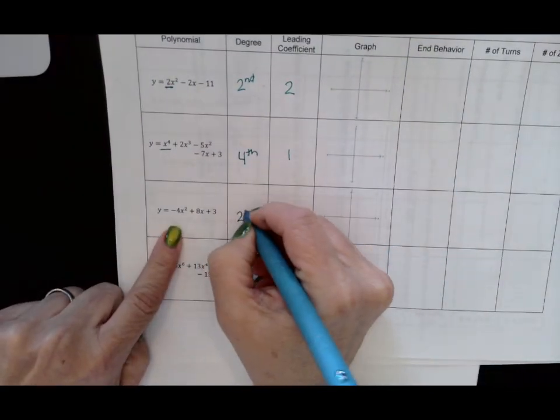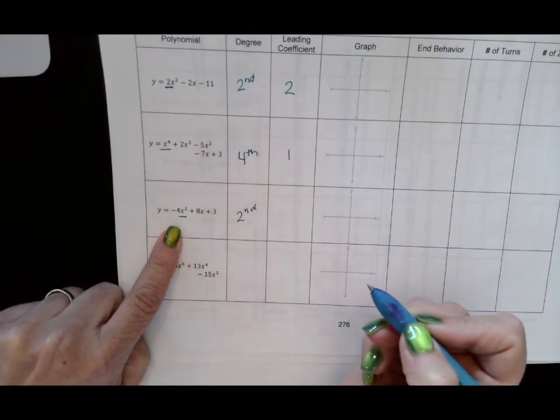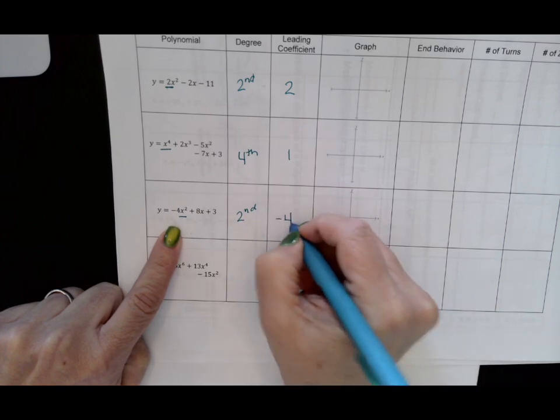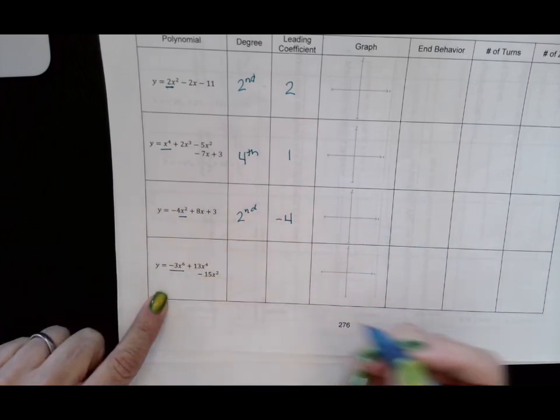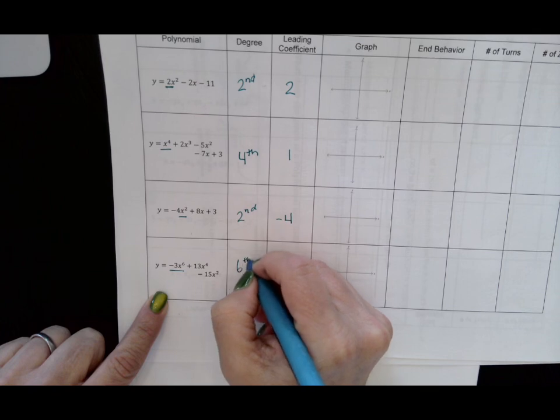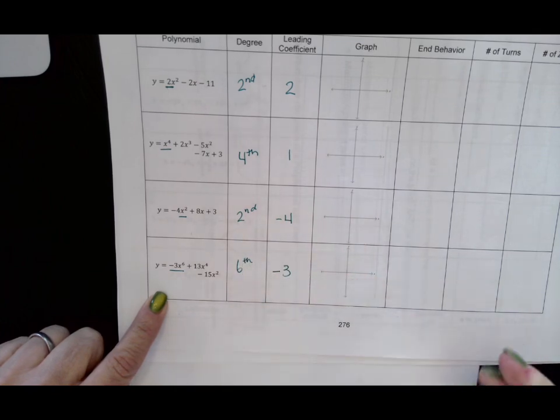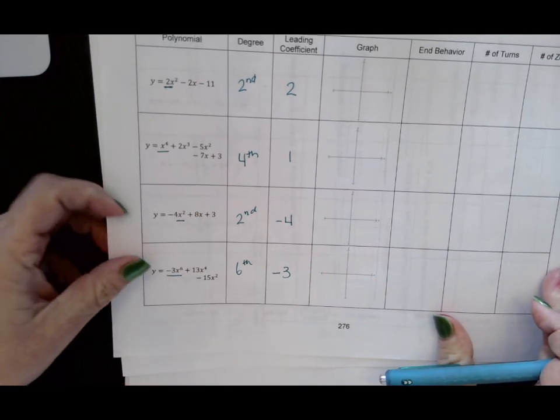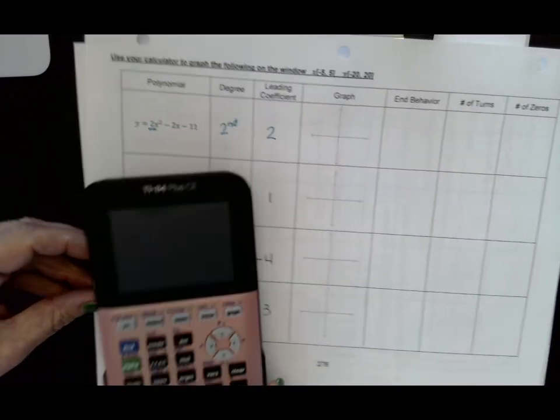Here, this is also a 2nd degree polynomial. This is my biggest one, and my leading coefficient is -4. And here, that's my biggest one, so I have a 6th degree polynomial, and my leading coefficient is -3. Okay, so let's go in here and graph this now.